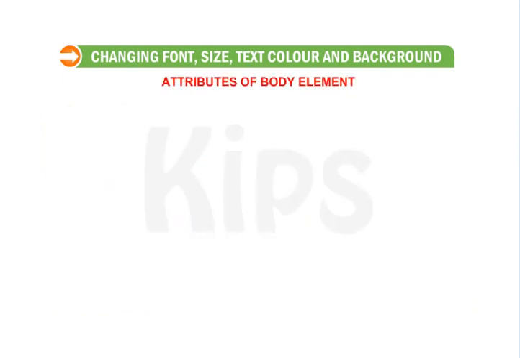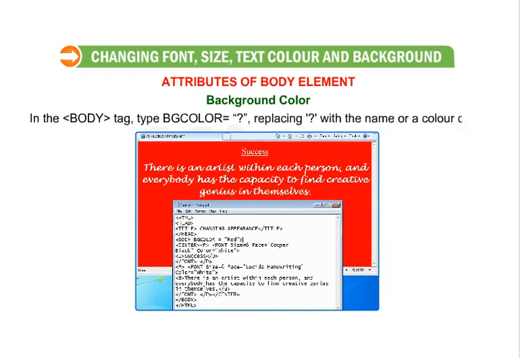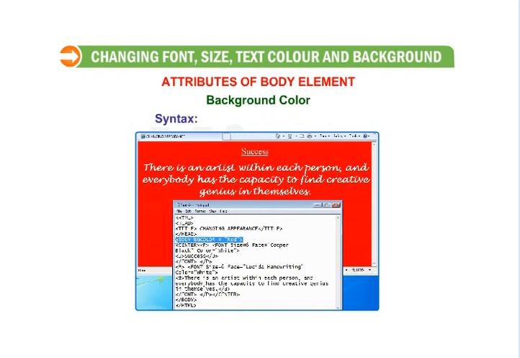Let us now discuss the attributes of body elements. Background color attribute is used to change the background color of the web page. In the body tag, type bgcolor="?", replacing the ? with the name or a color code. Syntax: <body bgcolor="red">.